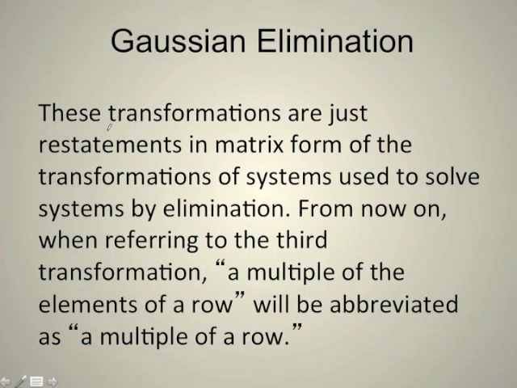So in Gaussian elimination, these transformations are just restatements in matrix form of the transformations of systems used to solve systems by elimination or addition. From now on, we refer to the third transformation, a multiple of the elements of a row. We'll abbreviate it as a multiple of a row.